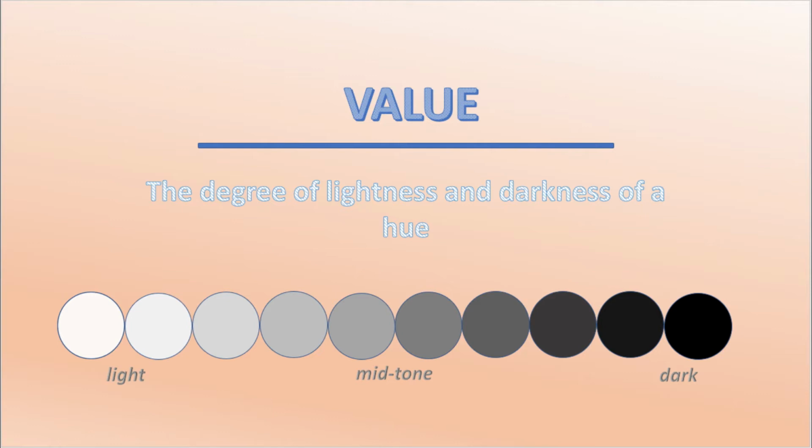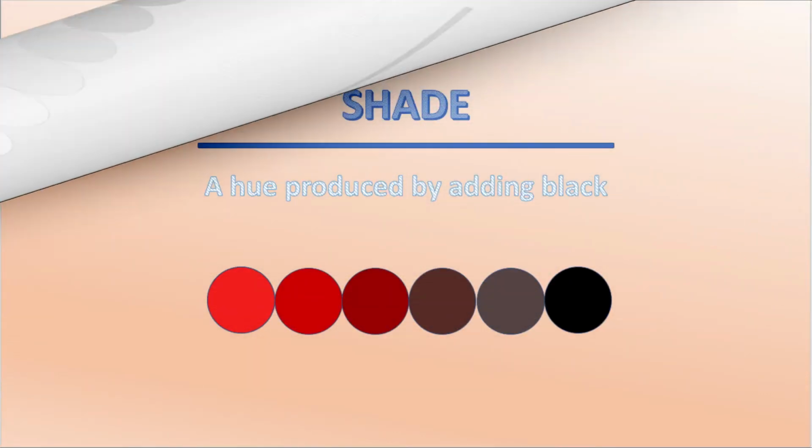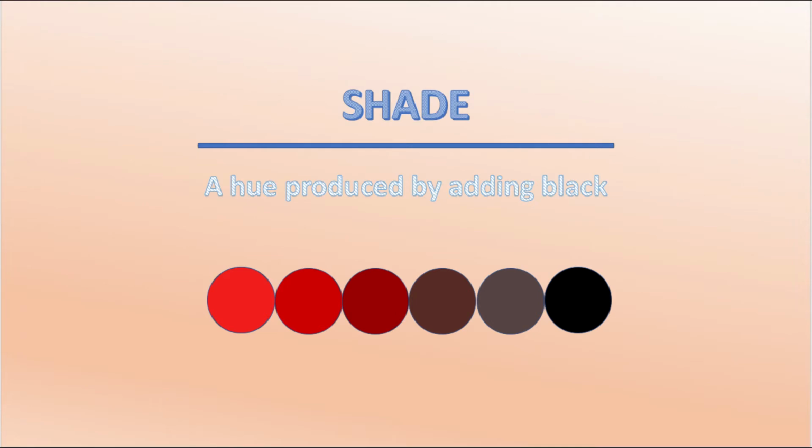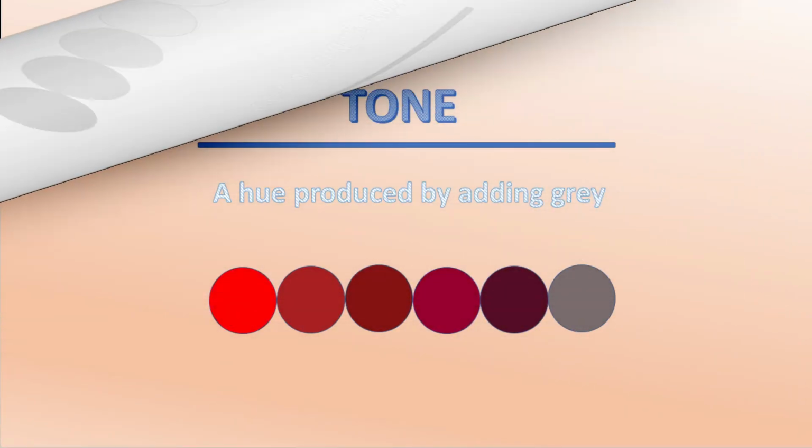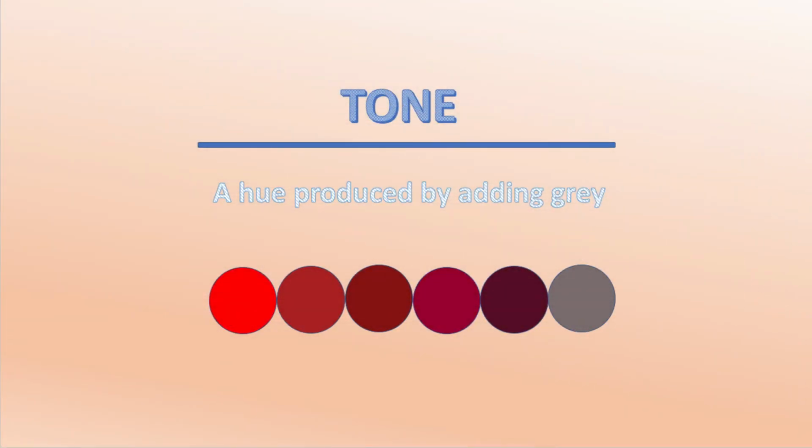Skillshare shows you a full range of values. Shade. A hue produced by adding black. You get a variety of shades of red created by adding high amounts of black. Tint. A hue produced by adding white. You get a variety of red tints by mixing red with high amounts of white. Tone. A hue produced by adding gray. You get a variety of red tones by mixing red with high amounts of gray.